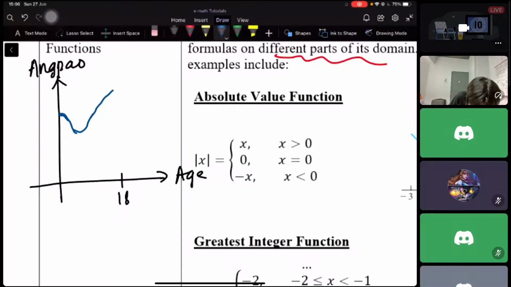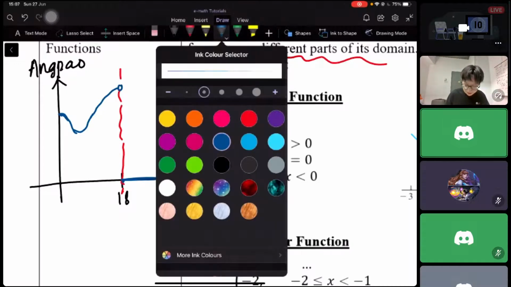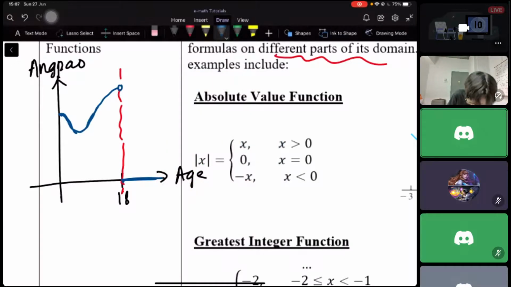But at the age of 18, all your relatives tell you, boy, you are now an adult, so we don't give ang bao anymore. So immediately your ang bao income during Chinese New Year becomes zero. So this is just a funny piecewise defined function.